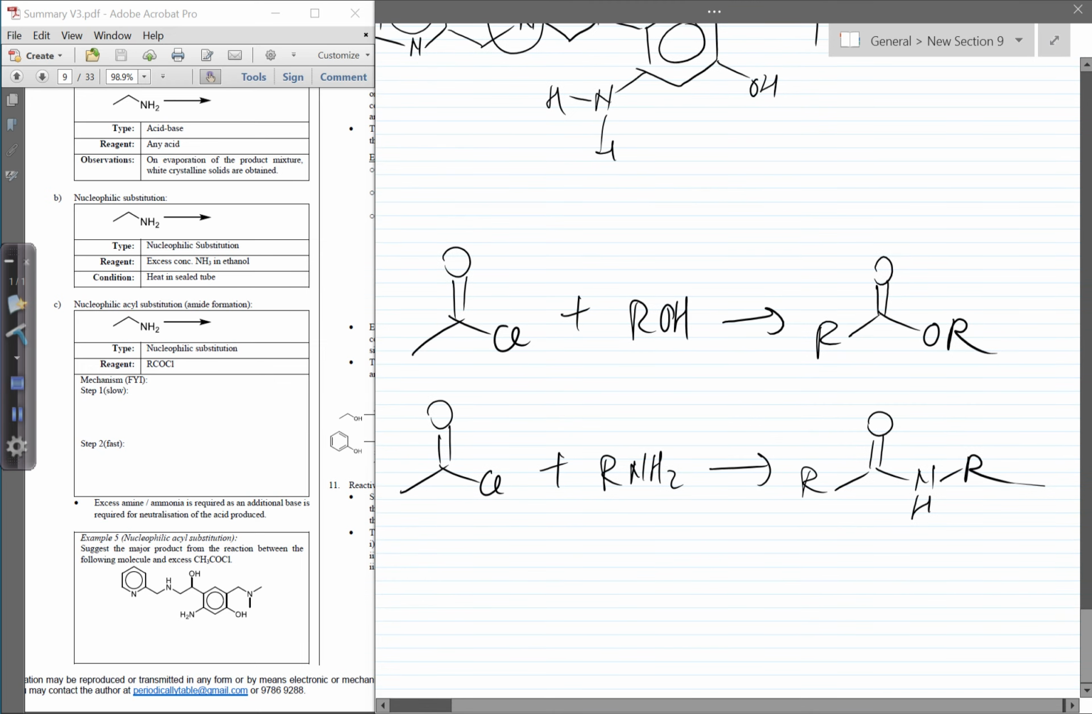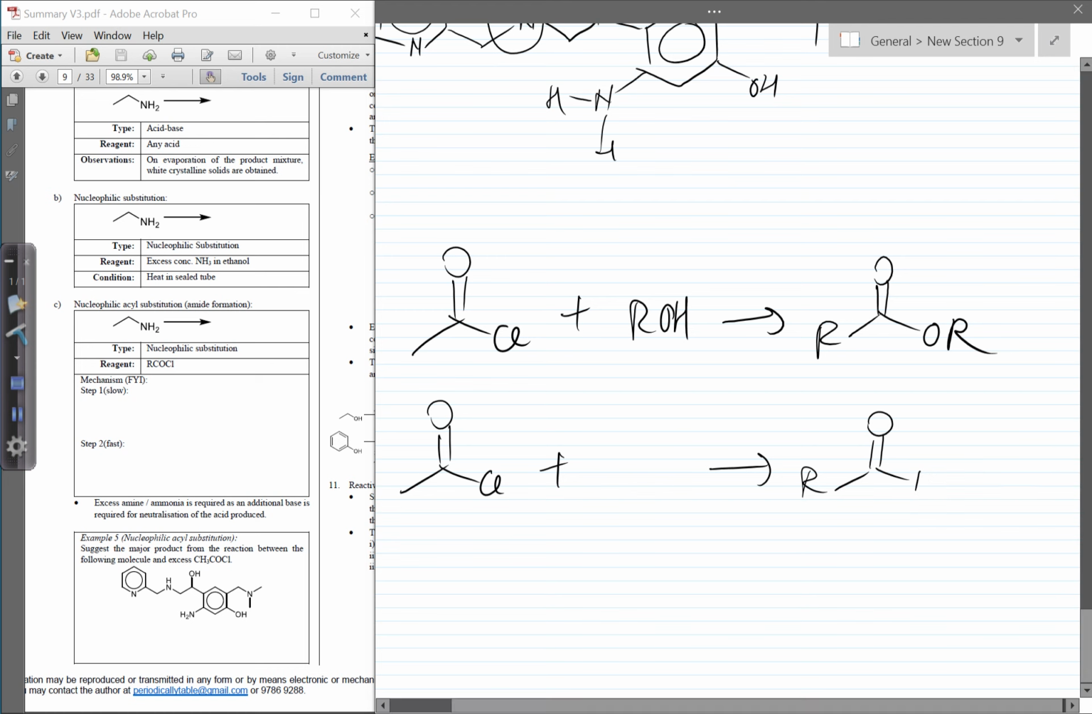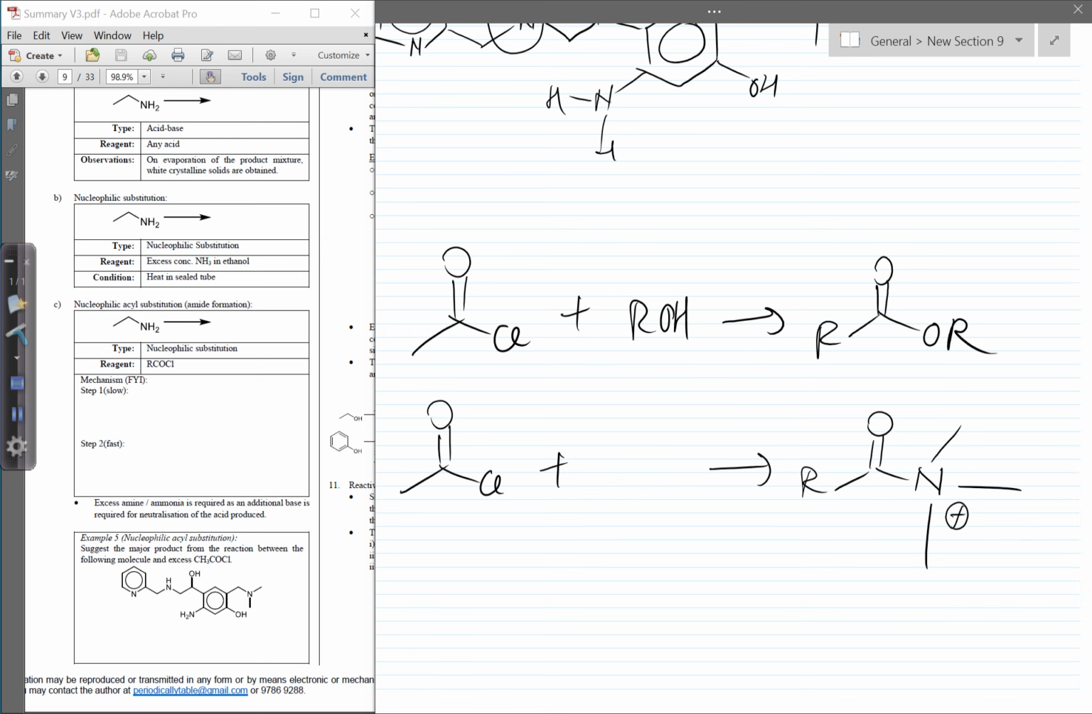Does it? If it does, what will the product be? If it does, your product will be something like that. Correct? Do you think this is feasible? No. Okay. For all your amides, they are neutral, correct?